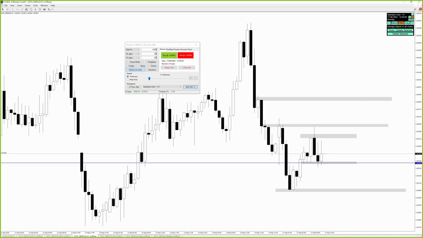Wouldn't the next support be that minor support on the hammer candle? No, we're looking at the most recent zones right here, solid zones. This is like a minor zone. We're looking at solid zones. So if we break above this resistance, our next resistance is around 24 pips away.